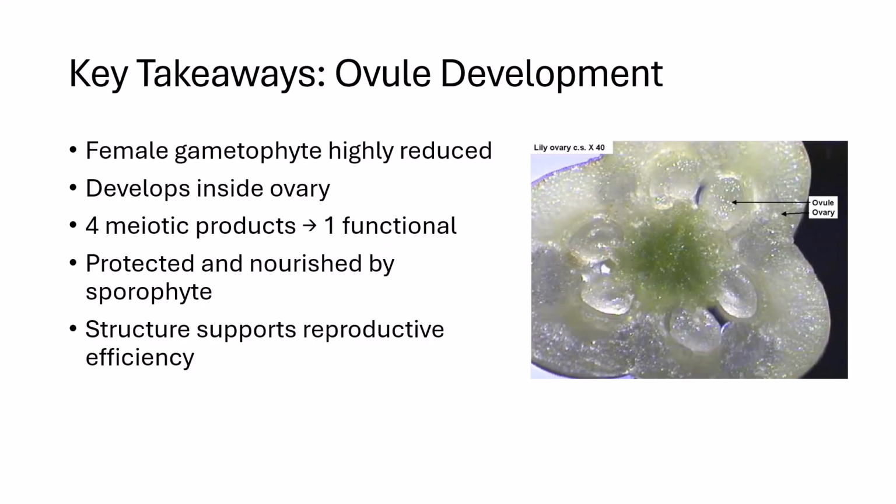To summarize, the female gametophyte is highly reduced. It develops entirely inside the ovary. Of the 4 meiotic products, only 1 survives. The sporophyte protects and nourishes it. This reflects efficiency and protection, 2 hallmarks of angiosperm success.